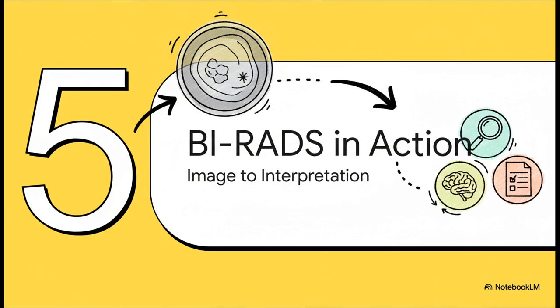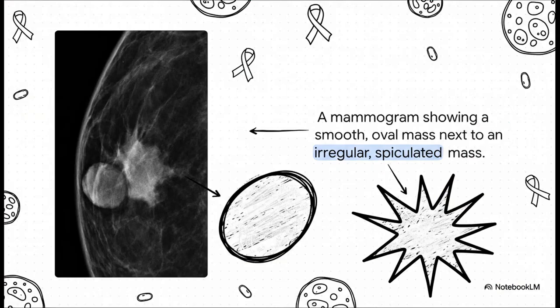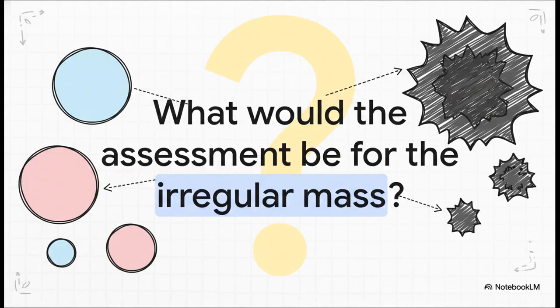to the final interpretation. Okay, take a good look at this mammogram. You can pretty clearly see two different masses right next to each other. Over on the left, there's a smooth, oval-shaped one. But on the right, you see that irregular, kind of spiky-looking one? So, time for a pop quiz. Based on everything we've just learned about shapes and margins and all that, what do you think? What would the assessment be for that irregular, spiky mass on the right?